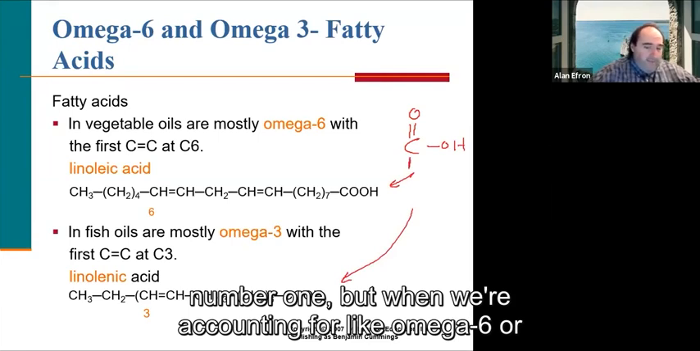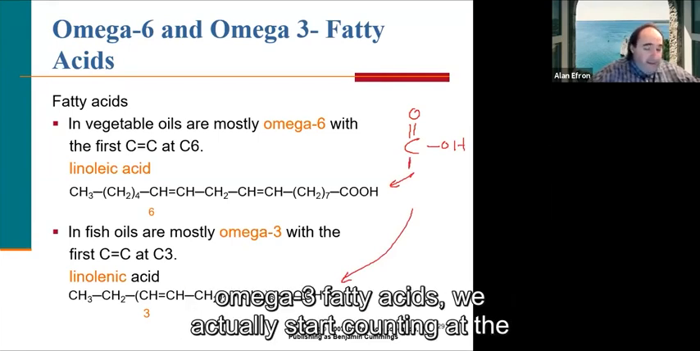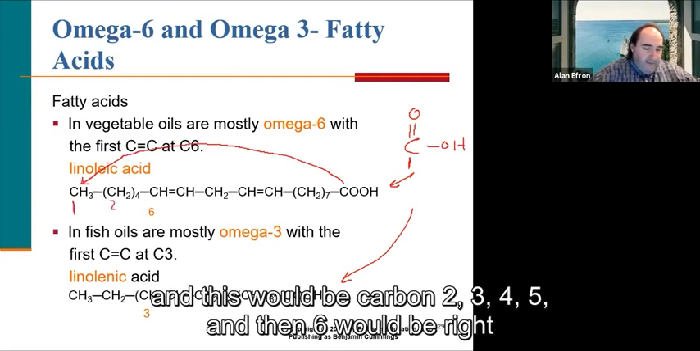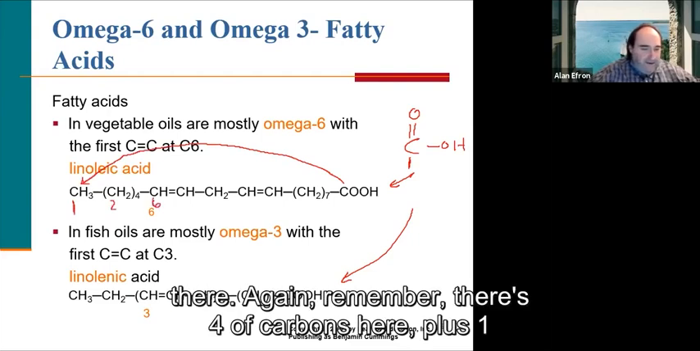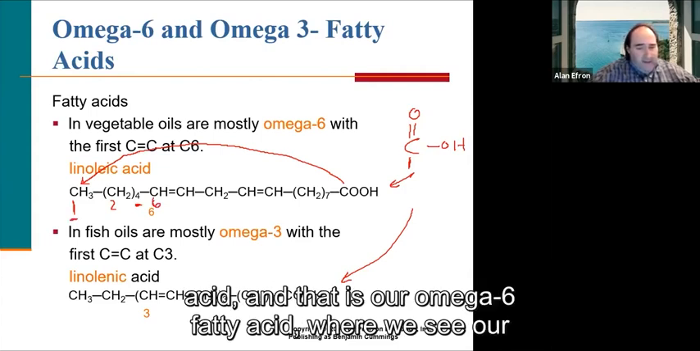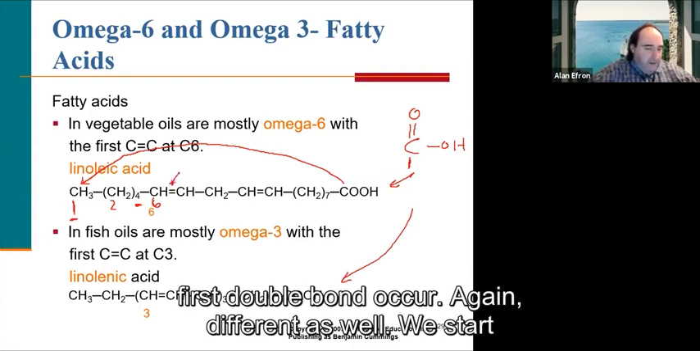But when we're counting for omega-6 or omega-3 fatty acids, we actually start counting at the opposite side. If we do that, that would be carbon 1, and this would be carbon 2, 3, 4, 5, and then 6 would be right there. Again, remember there's 4 carbons here, plus 1 is 5. The next one would be 6, and that would be linolenic acid, and that is our omega-6 fatty acid, where we see our first double bond occur.